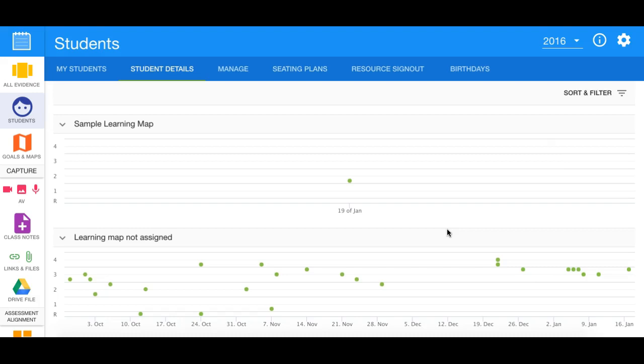And that's how you determine a grade for a secondary student in the Student Learning Notebook.